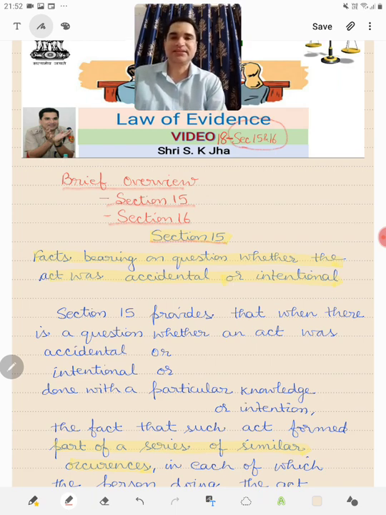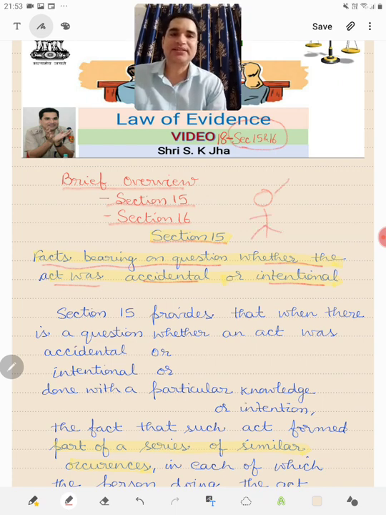What Section 15 says: facts bearing on the question whether the act was accidental or intentional. When we want to find out whether a particular act which was done by a person was intentional or accidental, because criminal liability would very much depend upon it. If the act was intentional, liability is high, and criminal liability will be highly reduced if the act was accidental in nature. So let's see what Section 15 says.